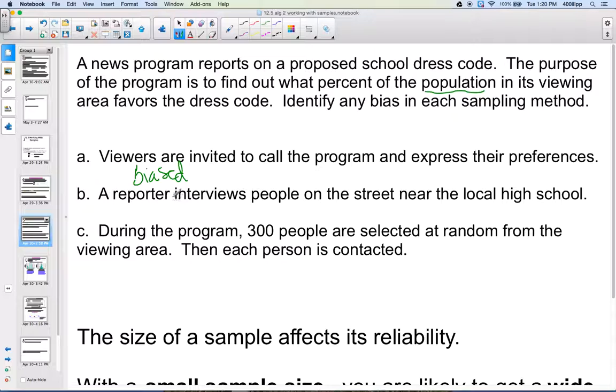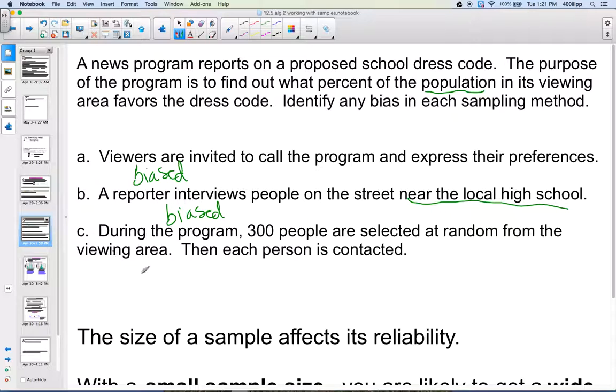Part B is a reporter interviews people on the street near the local high school. So if they're just asking people that are near the local high school, then maybe you're only going to get the high school kids, and maybe you're not going to get their families. And this is also biased, and that's mainly because this one is out of convenience. So they're only asking the people that it's going to be convenient for.